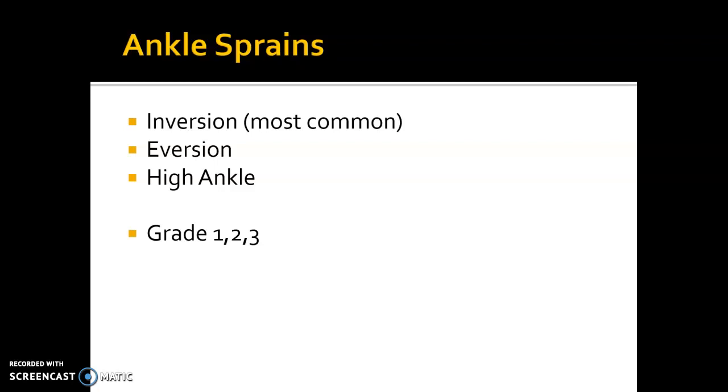And then we have something called a high ankle sprain, which is the tissue between the tibia and fibula, right above the ankle, that can get damaged. And we are going to grade these grade 1, 2, and 3. So grade 1 being an overstretch of the ligament, grade 2 is a partial tear, and grade 3 is a complete tear of that ligament.